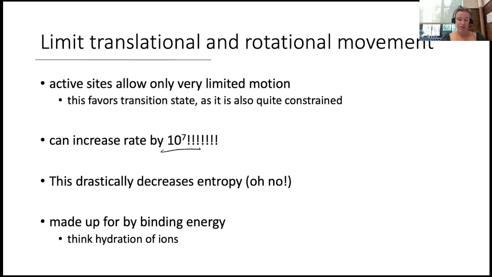Now you might be thinking to yourself, oh no, but if we hold on to things and they can't move, then the entropy is decreased. But that is all right. Overall, this is still favorable. We'll still have a favorable Gibbs free energy because of all of those favorable interactions happening in the binding site. Think some type of electrostatic interaction, maybe some hydrogen bonding, or if it's nonpolar, maybe just a bunch of London dispersion forces.